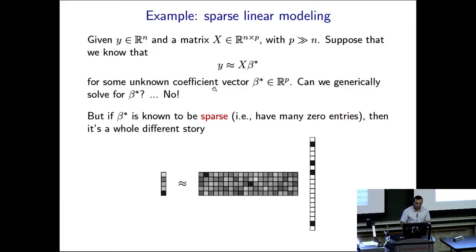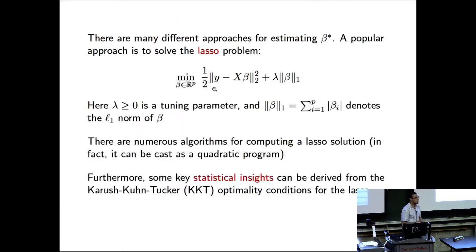So there are many different approaches for estimating beta star under this kind of sparsity assumption. One popular approach is to solve something called a lasso, which is a penalized version of least squares regression. You should be very familiar with this from maybe previous courses. This is just the least squares loss. This is just the L2 norm between y and x times beta, or the squared L2 norm. If we didn't have this term, then this would just be doing least squares regression. We're trying to find the beta that makes the squared error the smallest.